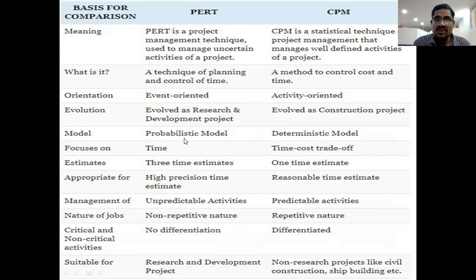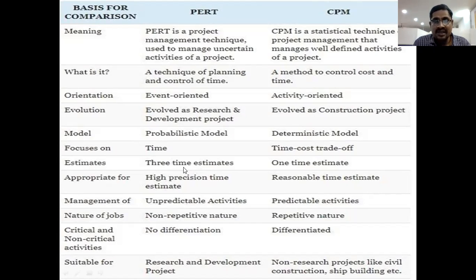Probabilistic means there may be a chance of success or may not be success. That is called probabilistic here. Deterministic means assurance, giving assurance of a 100% success rate. Next, PERT is focused only on time, but here CPM focuses on time and cost.